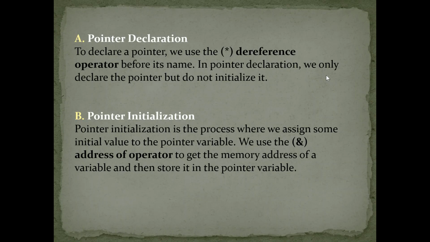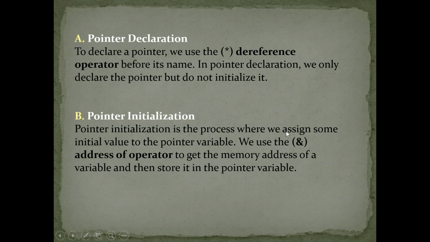Now when I want to declare a pointer, I can use this operator. You can see here, this is called the dereference operator, and this operator is placed before the name of the pointer. In pointer declaration, we only declare the pointer but do not initialize it. This is one thing I want to tell you. Most students want to declare and initialize at the same time. This is not possible. Systematically, a pointer first gets declared and then gets initialized.